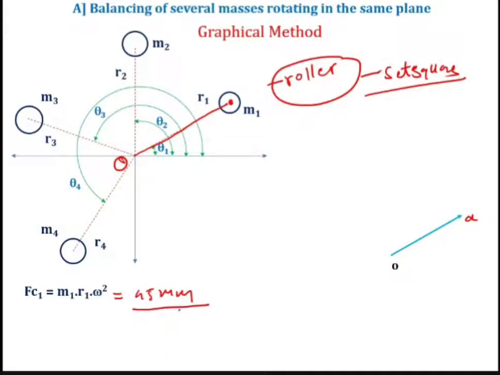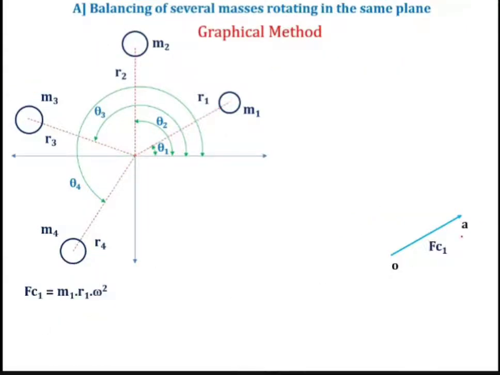We will solve the problem on this so you will understand better. So let us say the length of the vector OA is 45 mm and it is parallel to OM1, and this OM1 is nothing but the mass m1 which is located at an angle θ1. I hope you understand this. Similarly, again you have to draw a line parallel to OM2, then a line parallel to OM3 and a line parallel to OM4, with some scale.